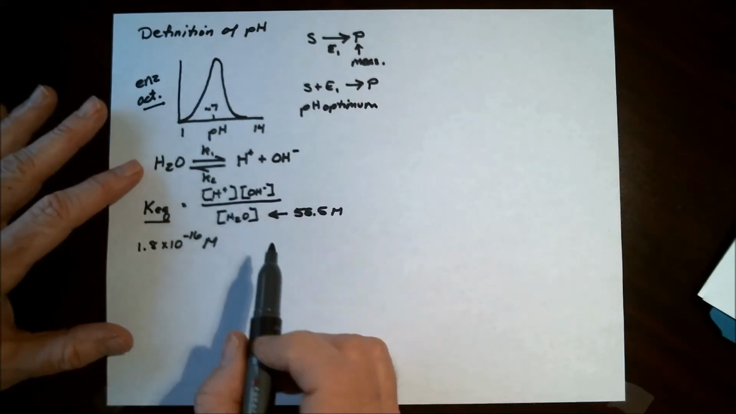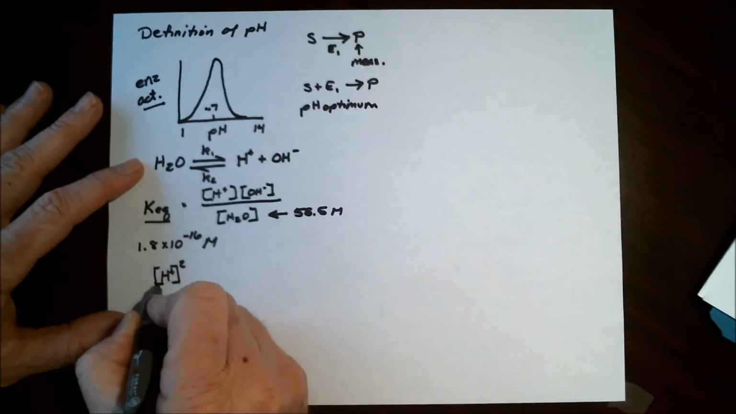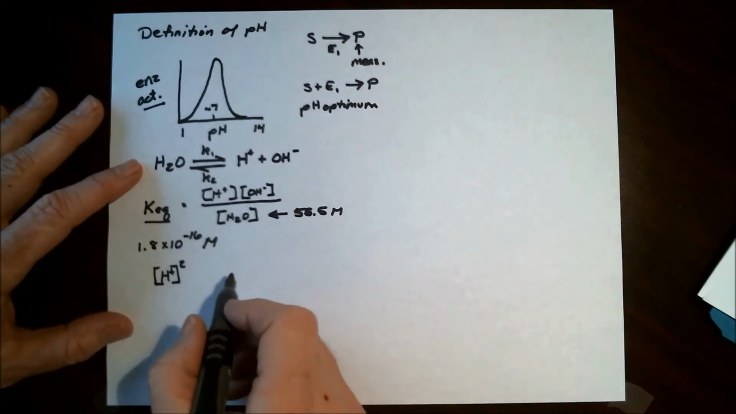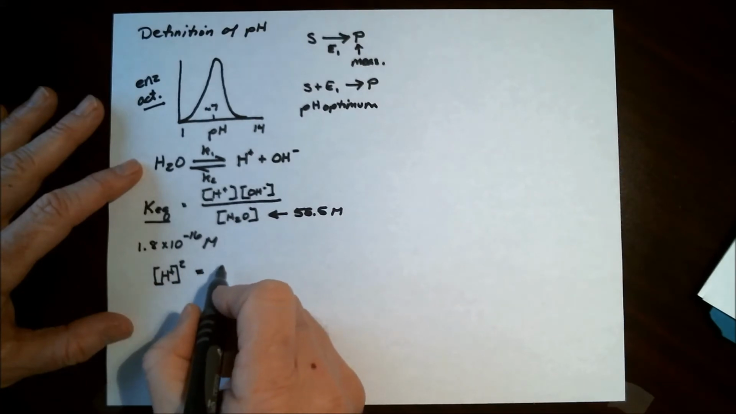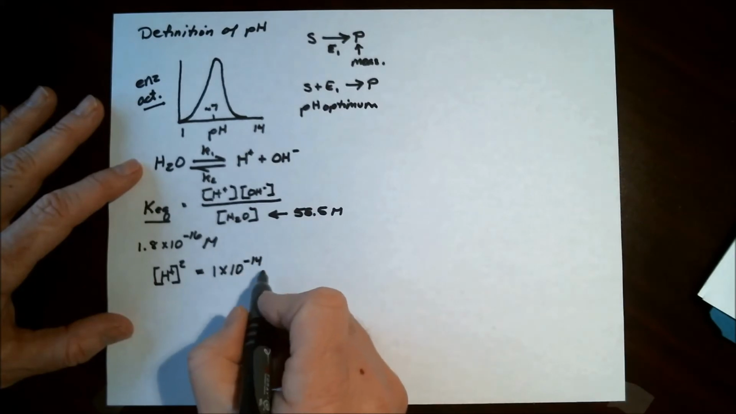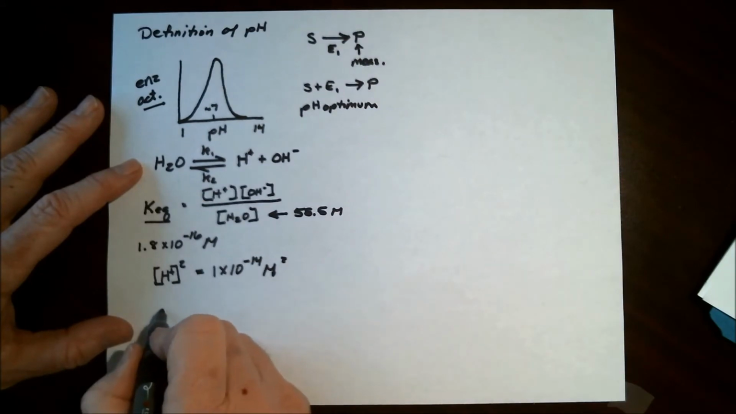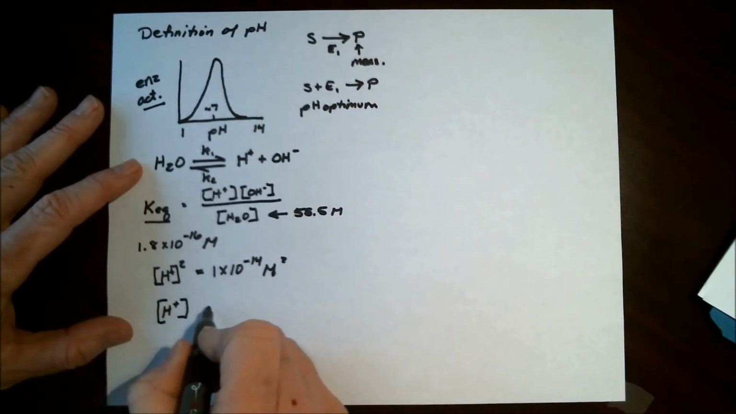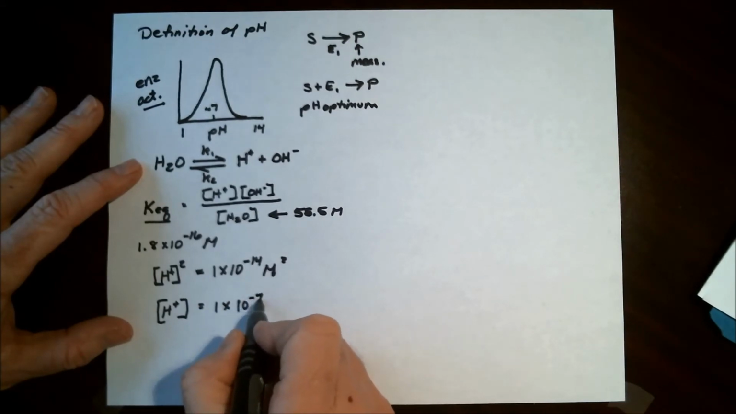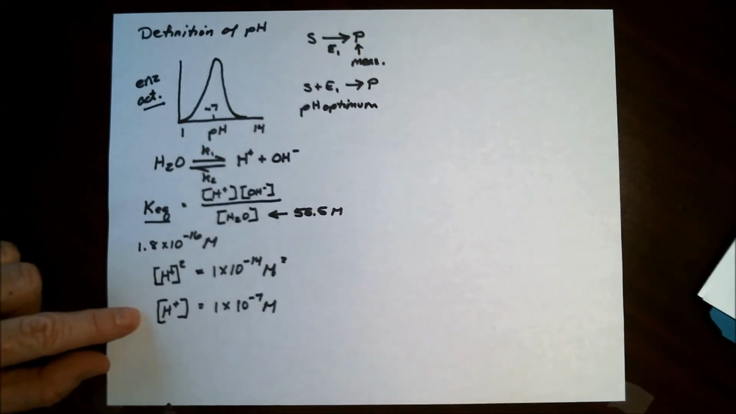And so we can assume that the hydroxide ion concentration is the same as the proton. So if we do our algebra, this comes to 1 times 10 to the minus 14th molar squared. If we take the square root of both sides, we see that the proton concentration at equilibrium in water is 1 times 10 to the minus 7th molar.